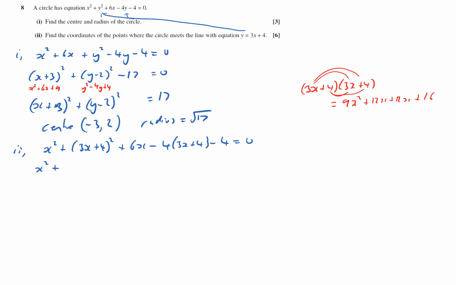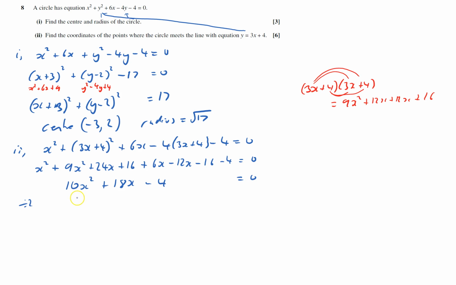So it will give me 9x squared plus 24x's plus 16. Then I've got to add the 6x, take away 12x, and then minus 4 times plus 4 is minus 16. Just be careful there. And finally, minus 4 equals 0. Rearrange all that, or get it all simplified. 10x squared plus 18x, take away 4, equals 0.